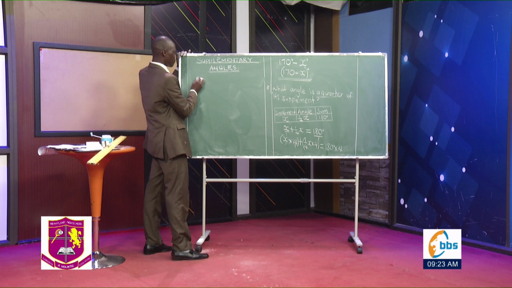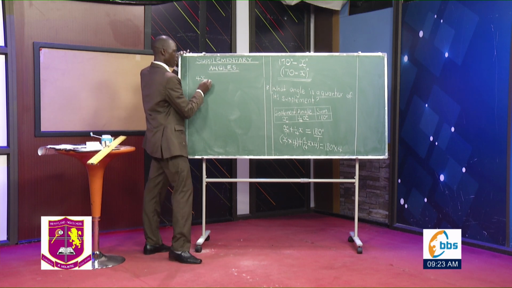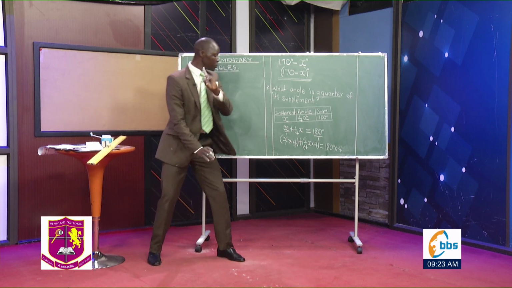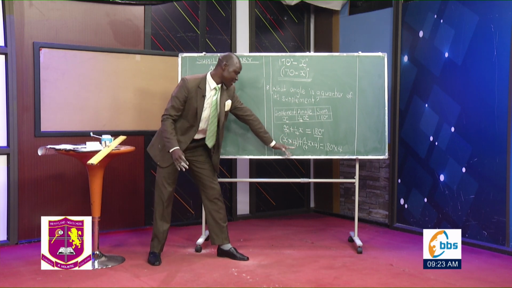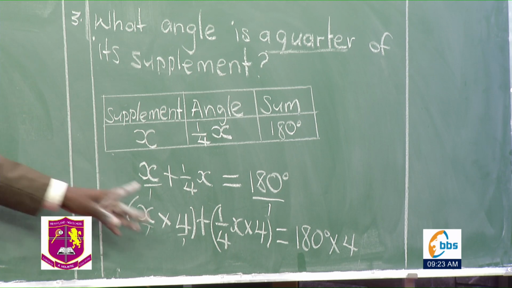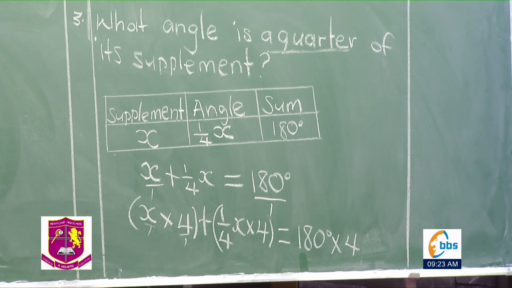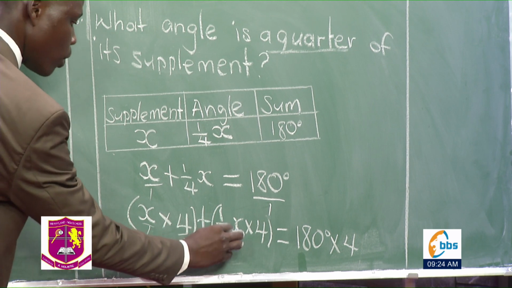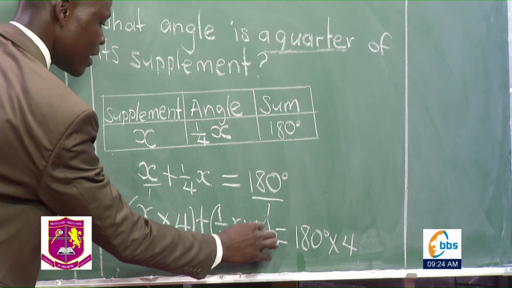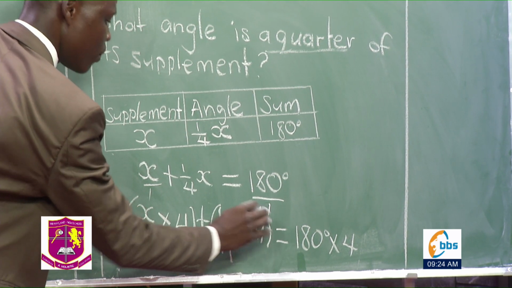So we shall have 4x. I told you, you must not go away with the previous step. Follow it critically. X times 4 is 4x plus a quarter x times 4. This 4 will divide itself, and it will also divide this one, by 4 once, by 4 once.